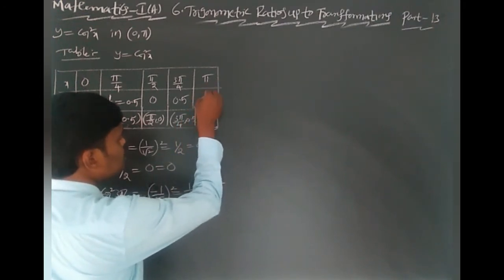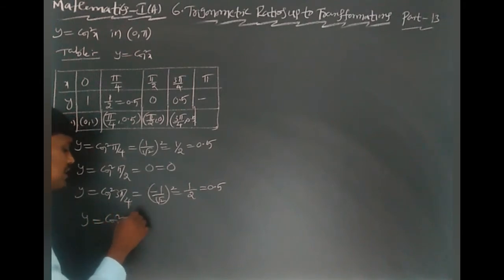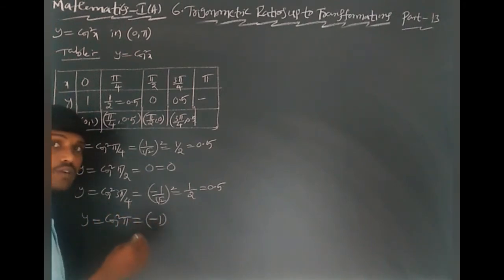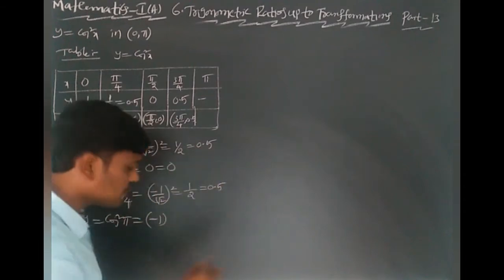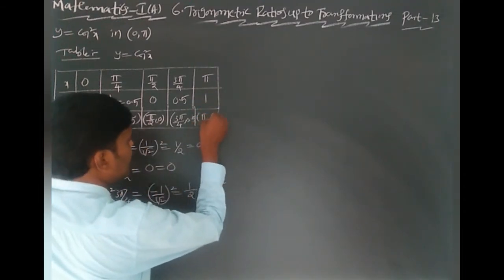Next one is cos square pi. Y is equal to cos square pi. What is the value of cos pi? Cos pi value is minus 1. Minus 1 whole square is nothing but plus 1. This is the point pi comma 1.